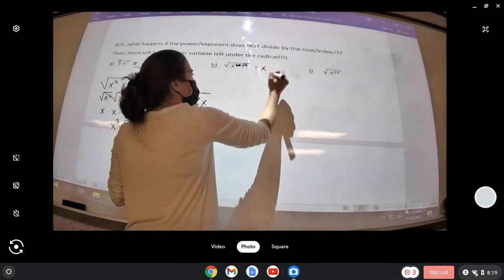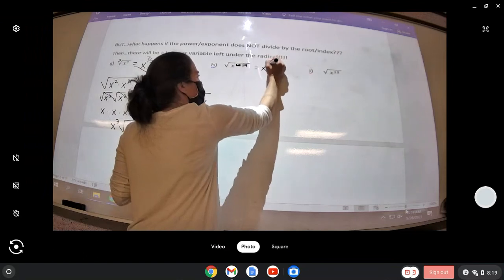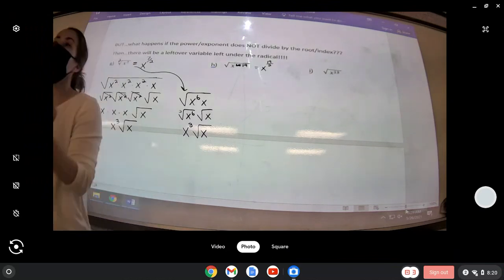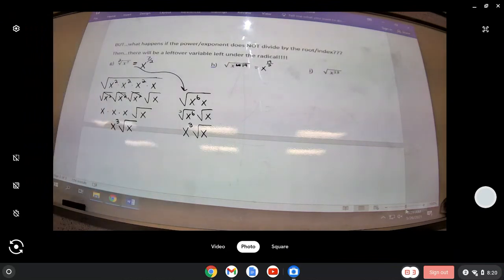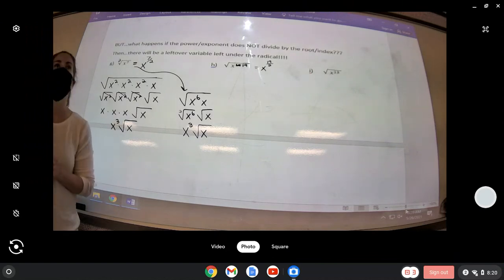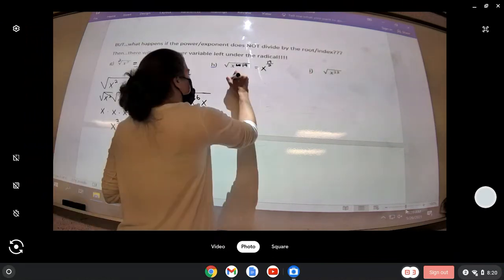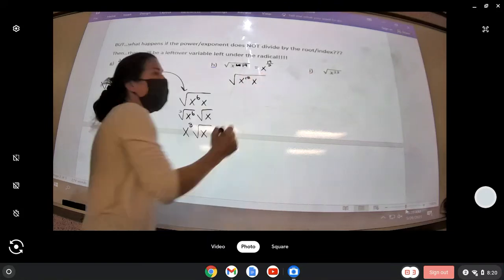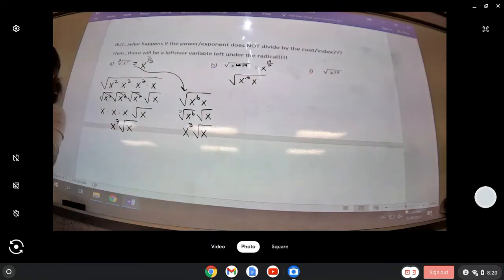This would be equal to x to the power divided by the root. Does 19 divide by 2? No. So what you want to do is, guys, what's the closest number to 19 that will divide by 2? 18. So let's break it up into the square root of 18 times the square root of how many x's are left over? Just 1, right? 18 plus 1 gets me 19.